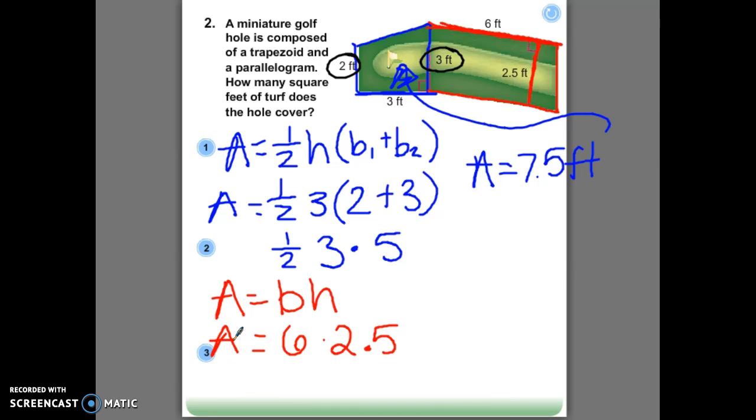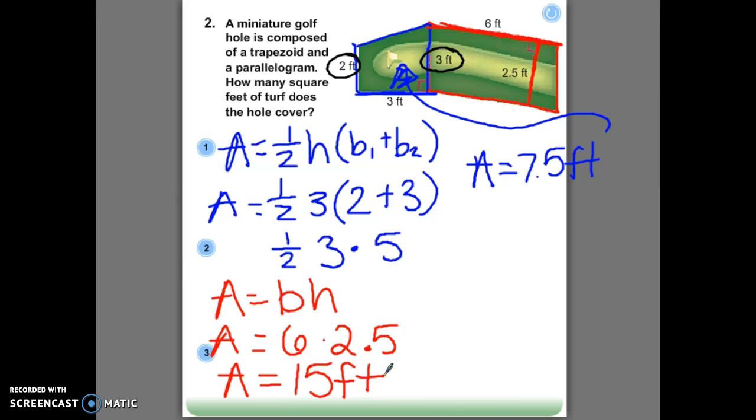Then we're going to solve by taking 6 times 2.5. If you do this in your head, you could take 2 times 6, which is 12, and 6 times 1/2, which is 3. So you can also type it in your calculator and you get the area of 15.